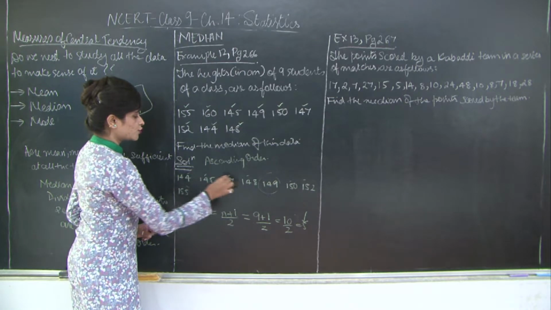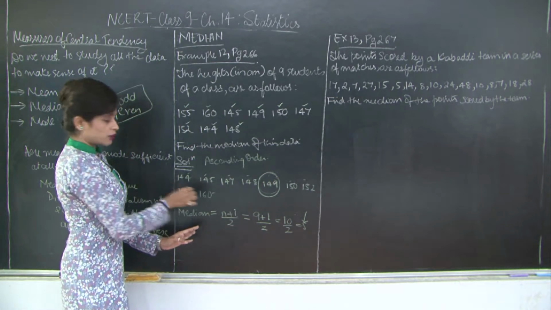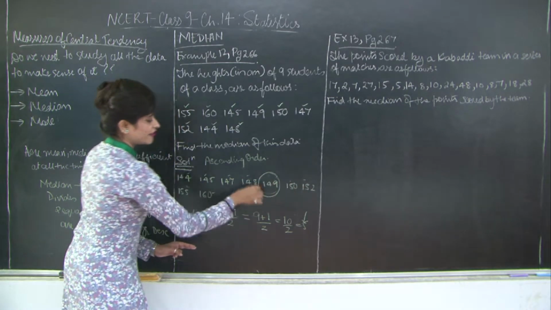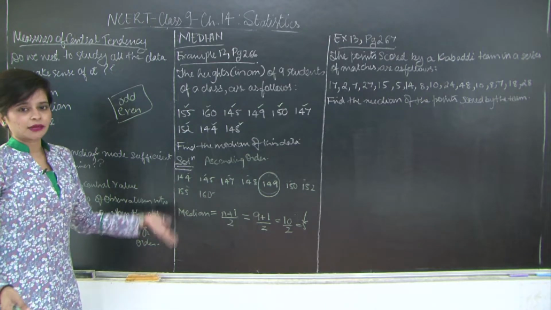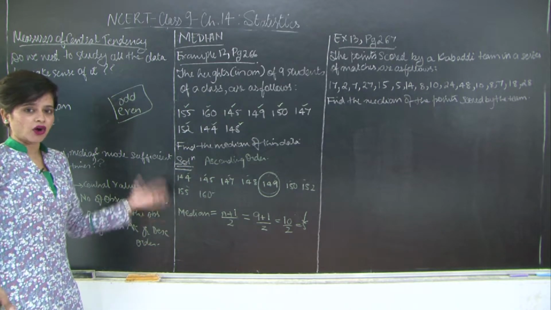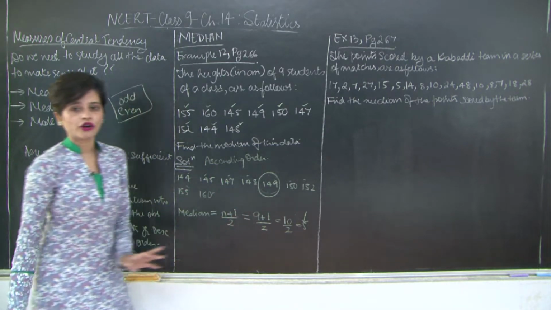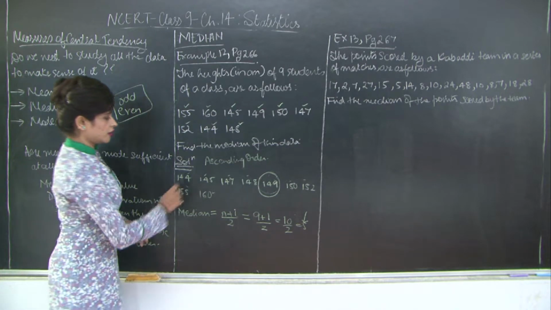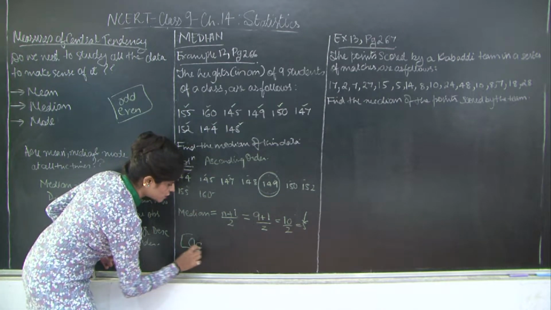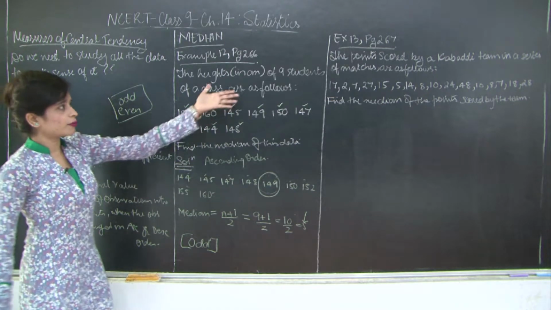So 1, 2, 3, 4, 5. You see 149, and even if you go backwards, 1, 2, 3, 4 and 5, you get this as the median. Therefore your data can be arranged in either order, ascending or descending. From both the ends, this is going to be your median. Okay, so this was about when your number of observations was odd. Now let's take a look at an example on page 267.